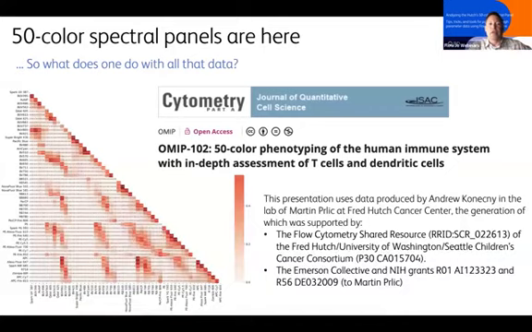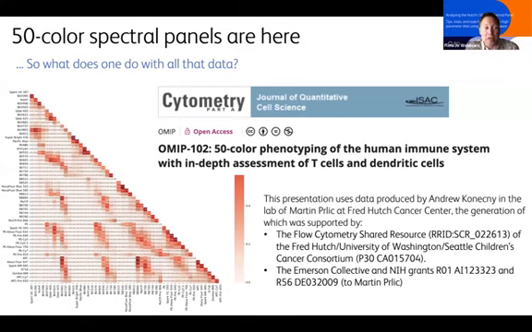Okay. So 50 color spectral panels are here. A lot of this talk is about OMIP-102, the 50 color phenotyping of the human immune system with in-depth assessment of T cells and dendritic cells. We should absolutely point out that this amazing data set was produced by Andrew Konecki in the lab of Martin Prillick at Fred Hutch Cancer Center, and it was supported by the grants listed there, the Flow Cytometry Shared Resource Grant from the Fred Hutch University of Washington Seattle Children's Cancer Consortium and the Emerson Collective and NIH grants, numbers listed down there below given to Martin Prillick. It is great work. Absolutely want to highlight those folks and the funding that they received to produce this groundbreaking panel.